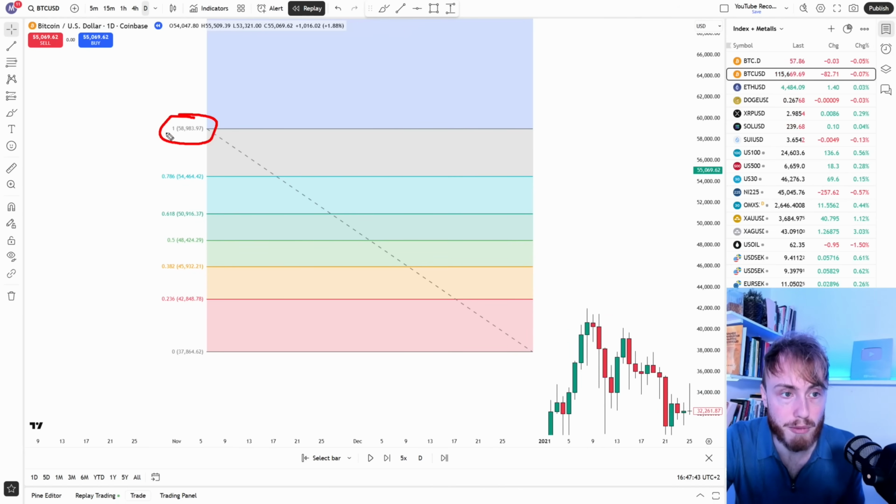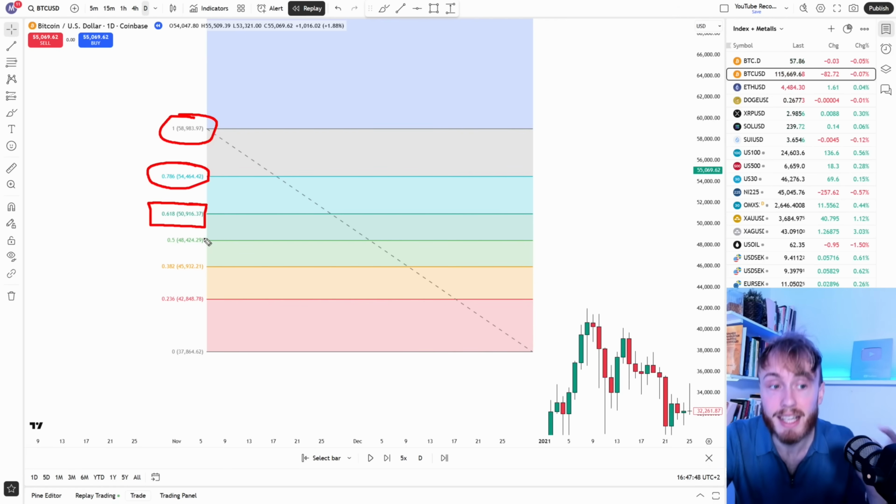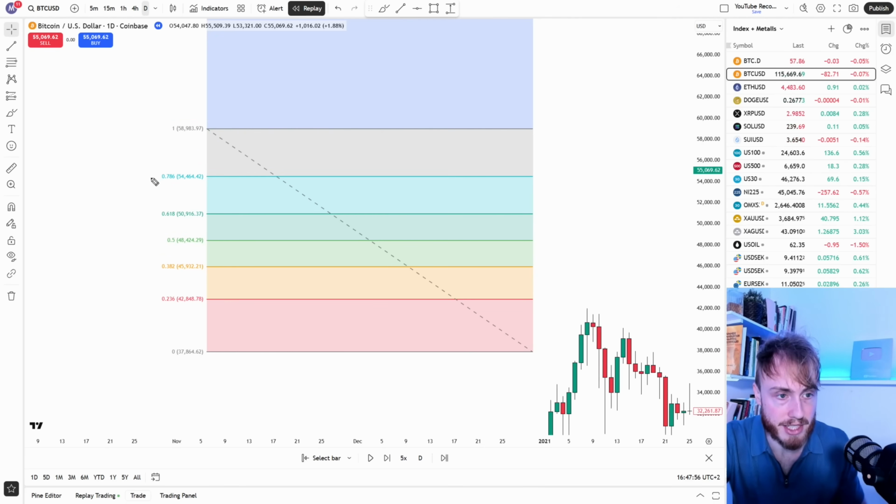You can see we have 1, we have 0.786. Here we have the 0.618 that you remember is very important. Here we have the 0.5. But what do these numbers mean? Well, these numbers are basically percentages. So for example, this number right here simply means 78.6%. And for example, this number right here basically means 38.2%, and so on and so on. And what these numbers tell us is how much the price has pulled back from the original move.